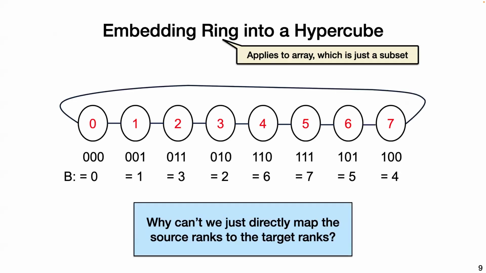So the first one is that we want to embed a ring into a hypercube. It also applies to an array, because an array is just a subset of a ring. The way we're going to do this is by translating the bit encodings of the original ring indices into hypercube indices. The ring indices are just laid out in order, 0, 1, 2, 3, up to 7, left to right. This is how you write them in binary. Or sorry, this is how you write the binary of the target mapping.